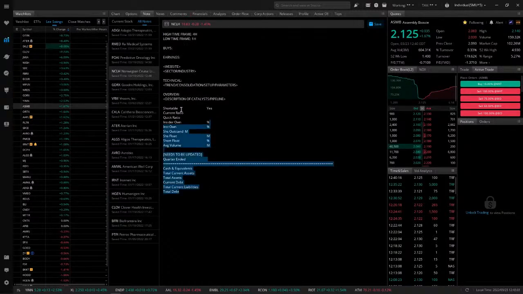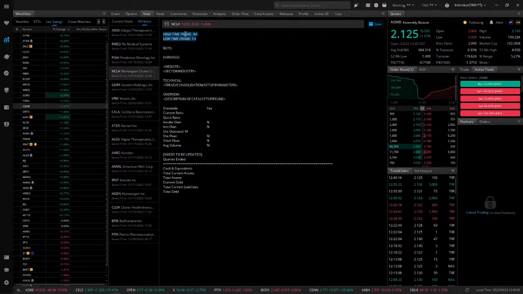So I have a notes template that I use for my DD, my due diligence. For this one, I've determined that I like to look at the 4-hour time frame and the 1-hour time frame because those are the cleanest. I've already done this work, so I already know which time frames are appropriate for this stock. I haven't placed any buys, so I don't have anything in here.